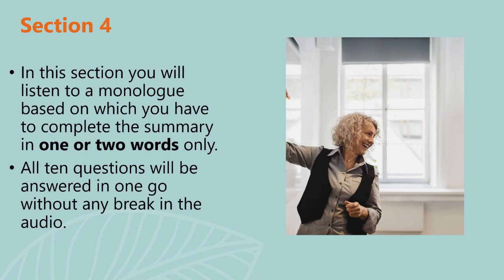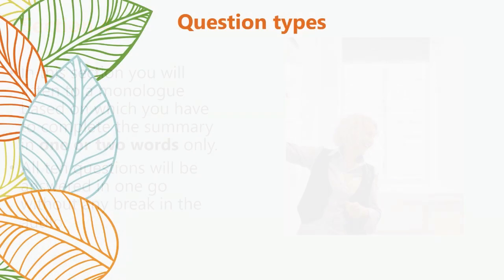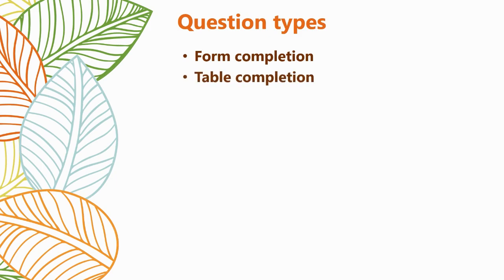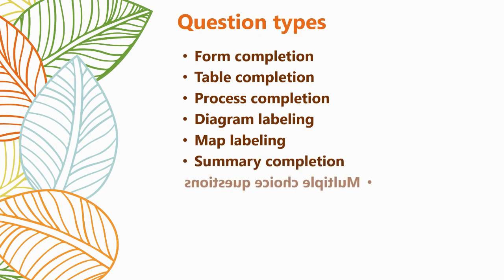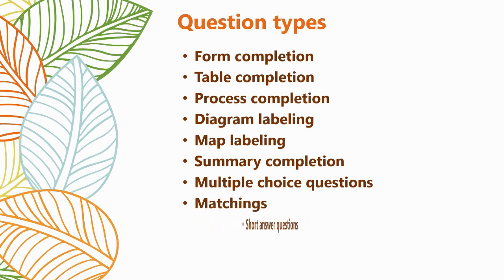Section 4. In this section, you will listen to a monologue again, based on which you have to complete the summary in 1 or 2 words only. All 10 questions will be answered in one go without any break in the audio. Question types: form completion, table completion, process completion, diagram labeling, map labeling, summary completion, multiple choice questions, matchings, short answer questions.